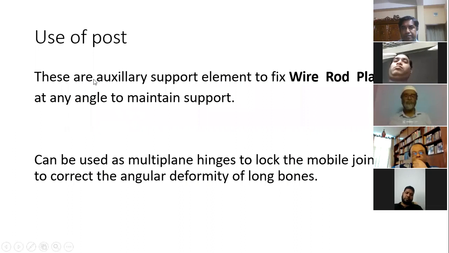Use of post. These are auxiliary support elements to fix wire rod plates at an angle to maintain support. They can also be used as multiplanar hinges to lock the mobile joint to correct the angular deformity of the long bones.